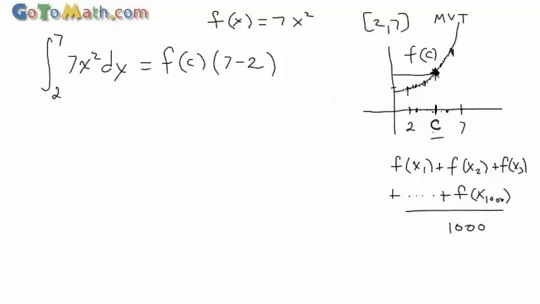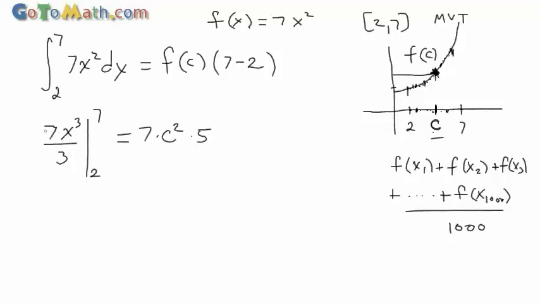Okay, so that's the explanation on that. So let's go ahead and do this. You should know how to do a definite integration by now. So let's go 7x cubed over 3, going from 2 to 7. Now I'm going to plug C into this guy up here, so this just becomes 7 times C squared times 5, since 7 minus 2 is 5.